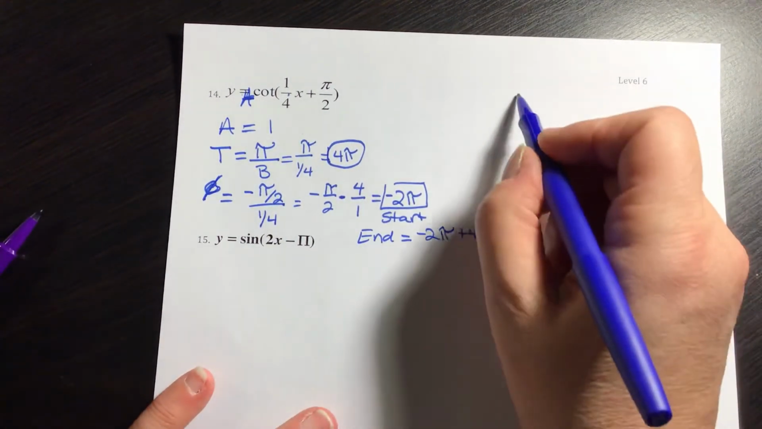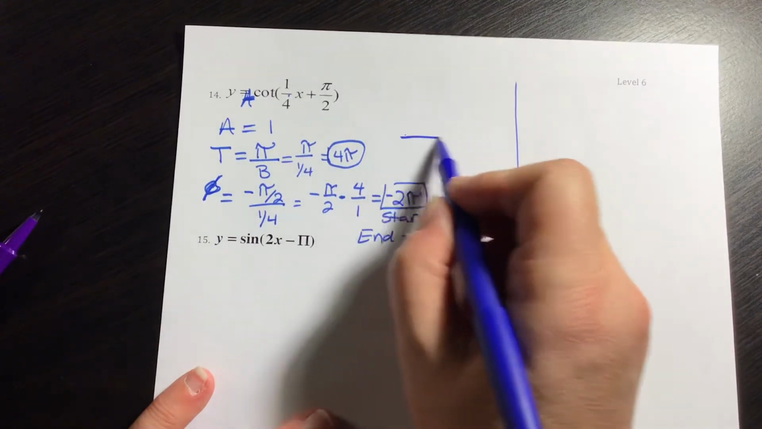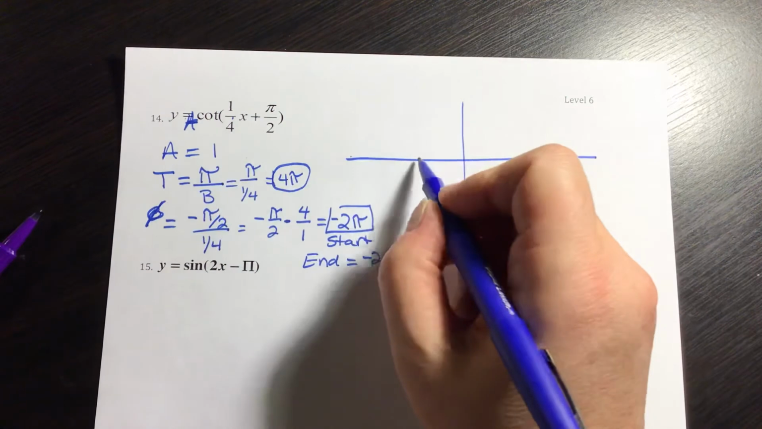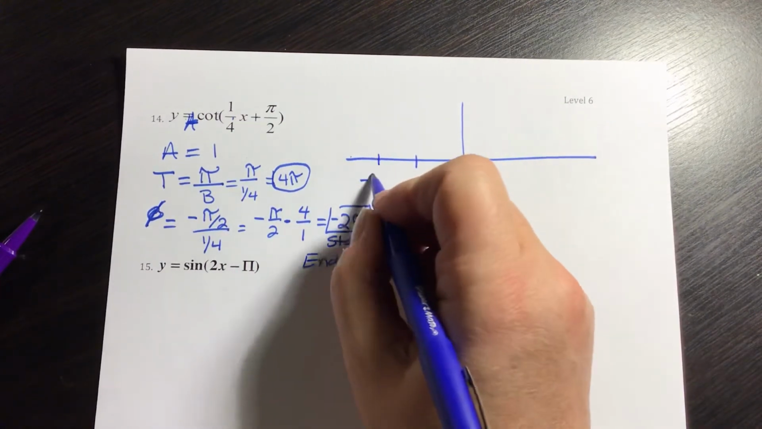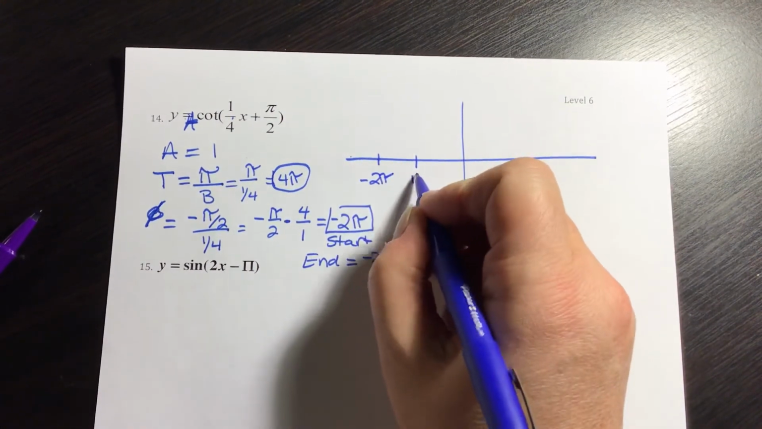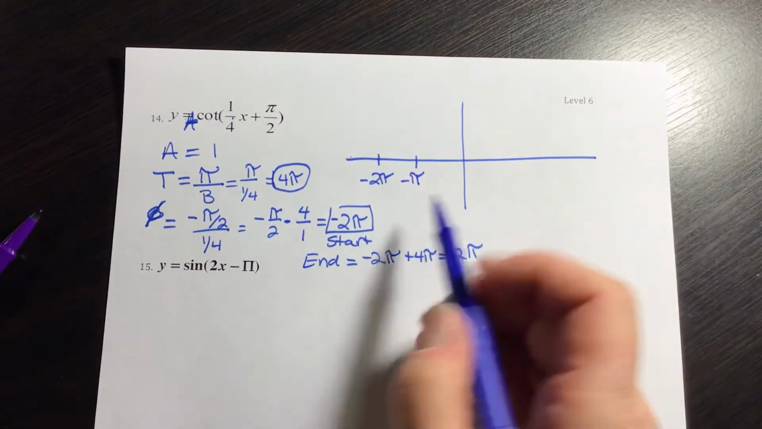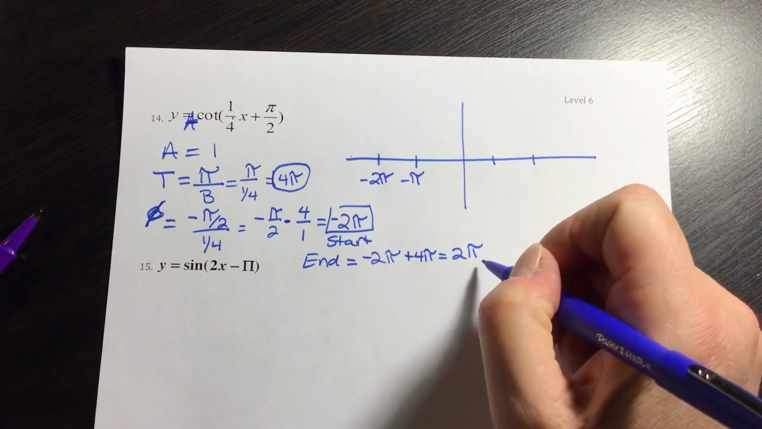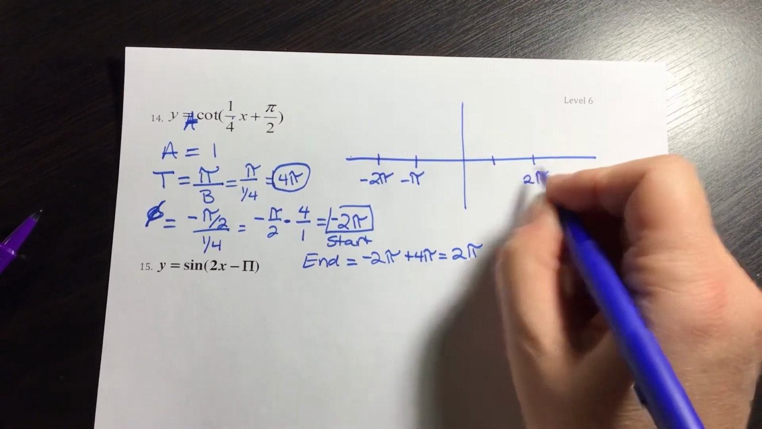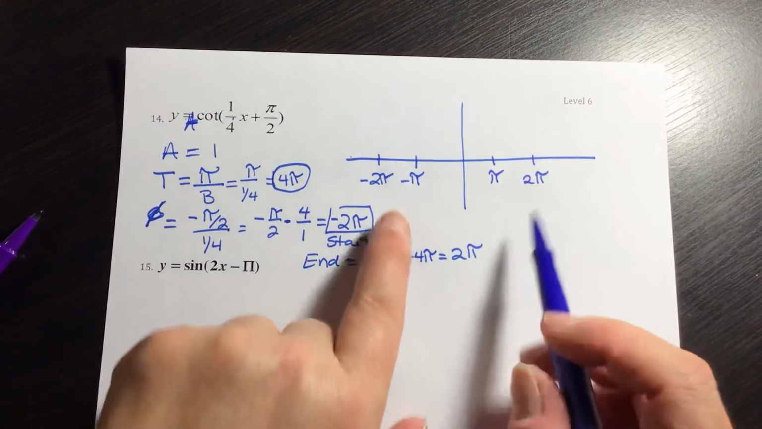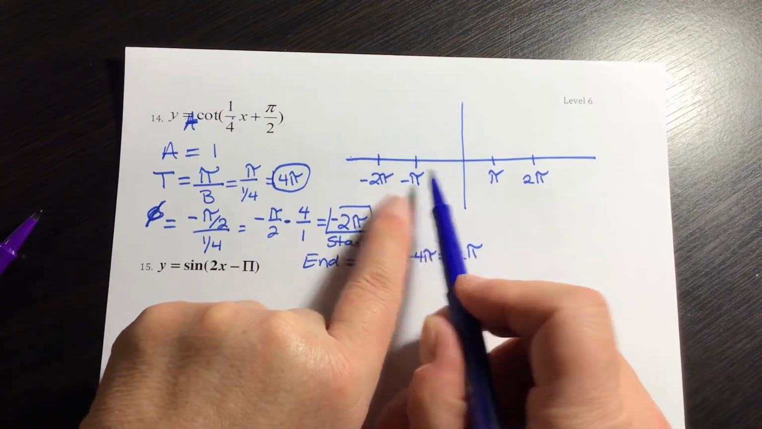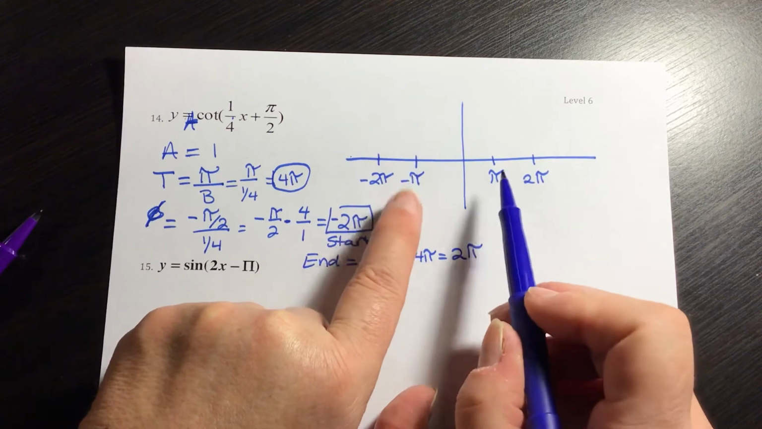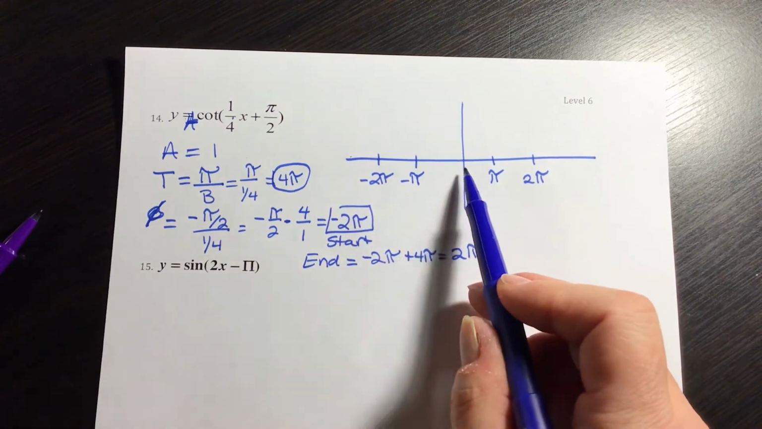So let's draw our axes. I'm going to start at negative 2 pi. And here's 0. I'm going to end at positive 2 pi. And now I have my 5 points: positive and negative 2 pi, positive and negative pi, and then 0.